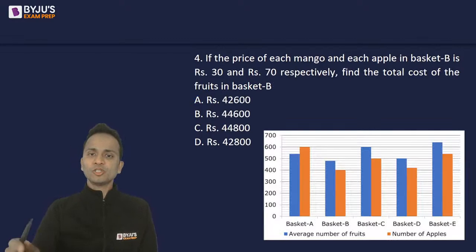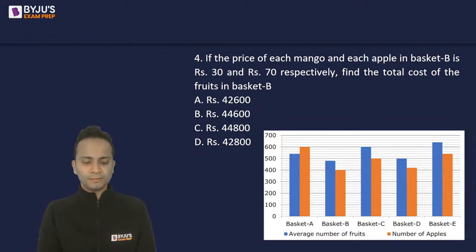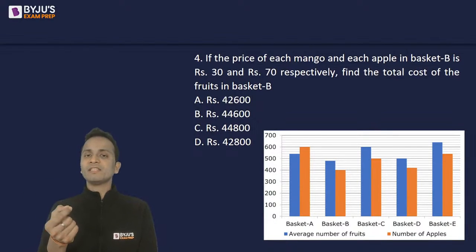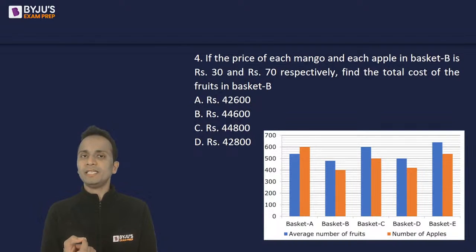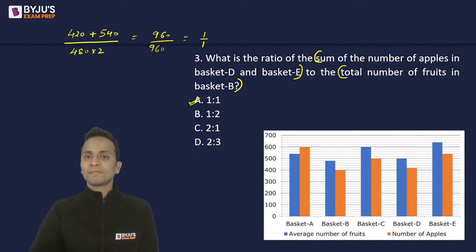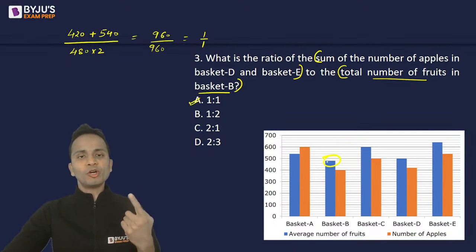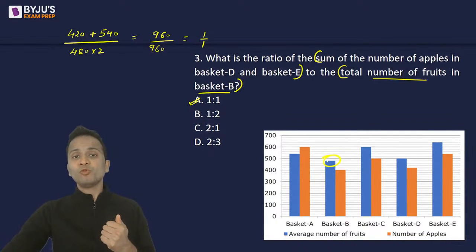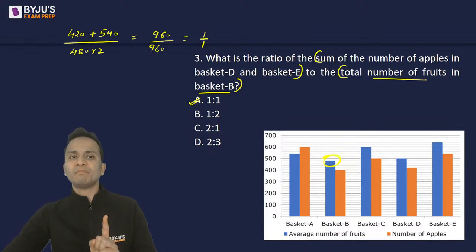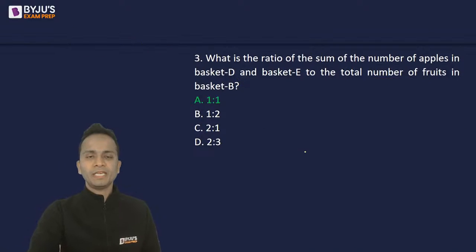So this question was very simple. Okay. Next question, question number 4. If the price of each mango, Sainath and Vivek, I think you have made a mistake in the previous one. So you have taken the denominator as 480. Now 480 nahi lena tha. It was the total number of fruits in basket B. Now basket B, the average is 480. Average should be multiplied by 2 because there are two types of fruits. So total number of fruits in basket B is 480 multiplied by 2, that is 960. Okay, be careful with this.